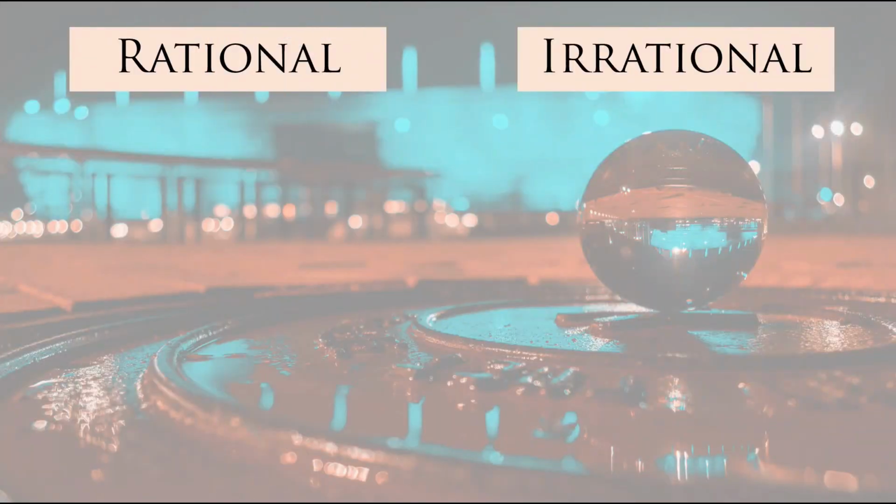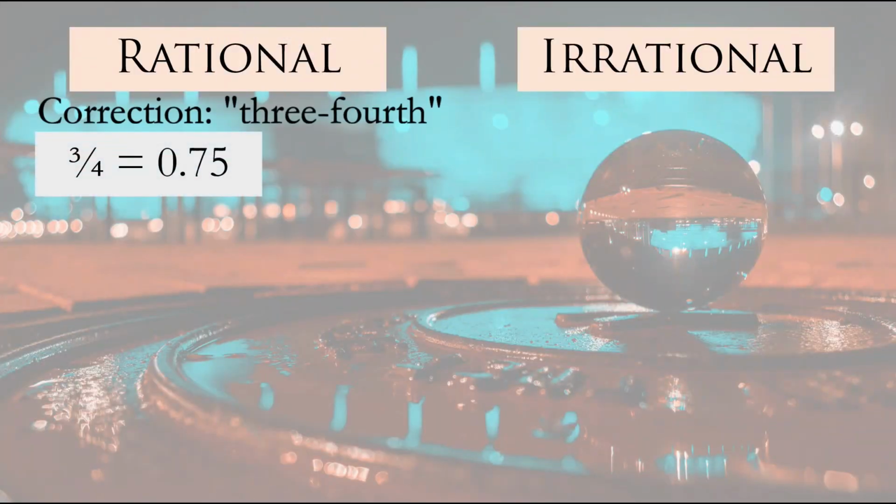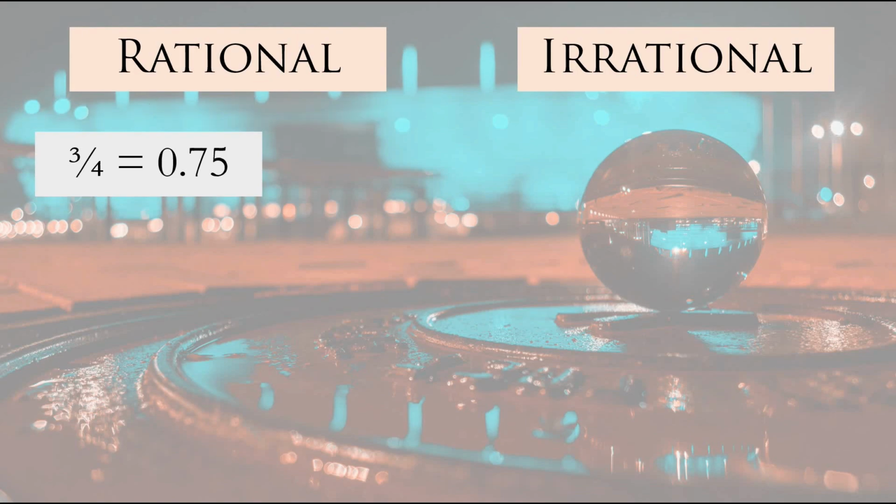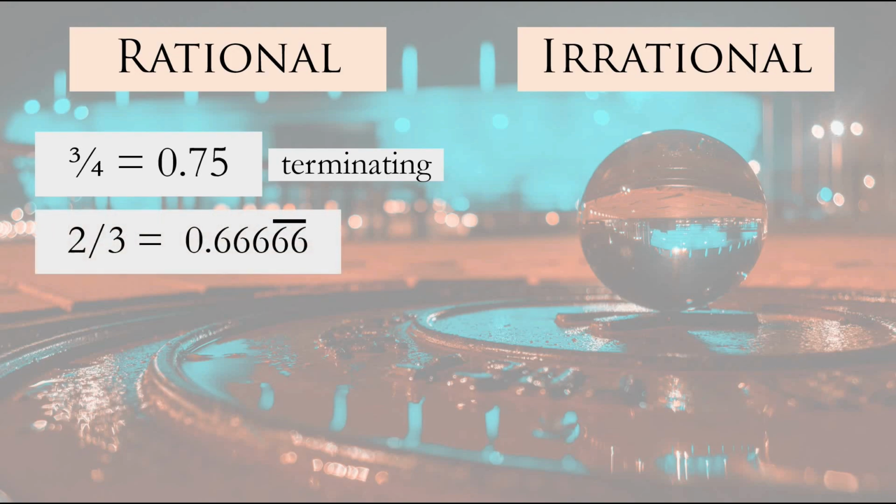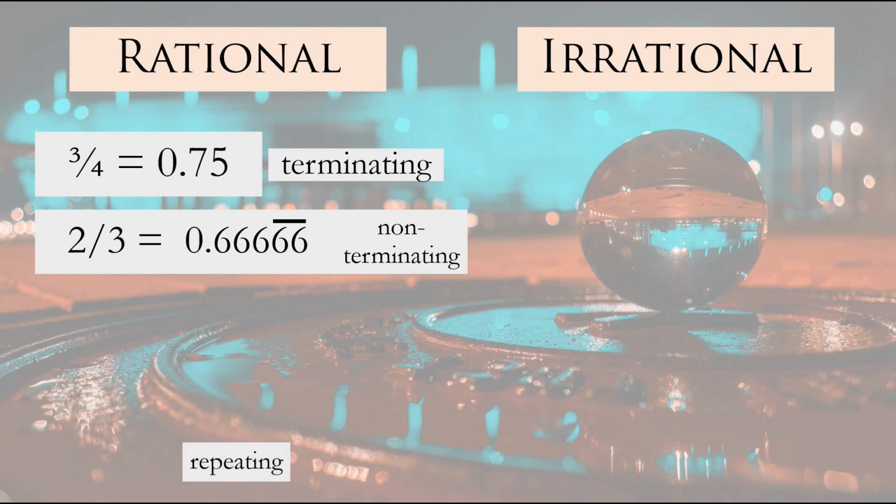For rational numbers, we've got 3/4, which is 0.75 in decimal form. It's rational as it's terminating, or ending. How about 2/3? It is equivalent to 0.66666 and so on, or 0.6 with a bar. That overbar above the six indicates that it's non-terminating, but the number is repeating, as evidenced by the several sixes that you can see on the screen.